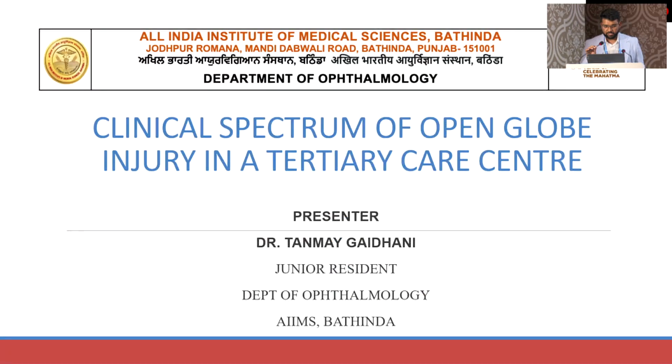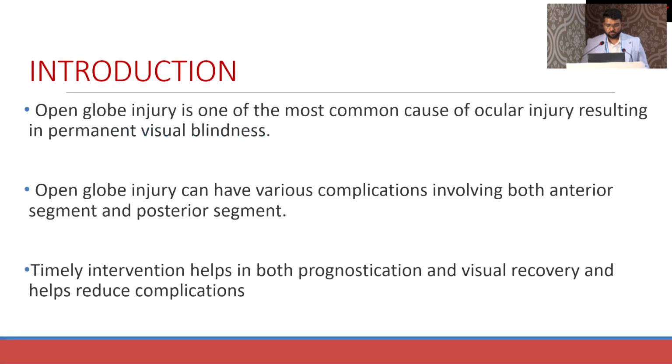Today I'll be presenting about the clinical spectrum of open globe injury in a tertiary care center. So open globe injury, as we all know, is one of the most common causes of ocular injury, resulting in permanent visual blindness, and it can result in various complications involving both anterior segment and posterior segment. And timely intervention can help in both prognostication and visual recovery, and helps reduce the complication.